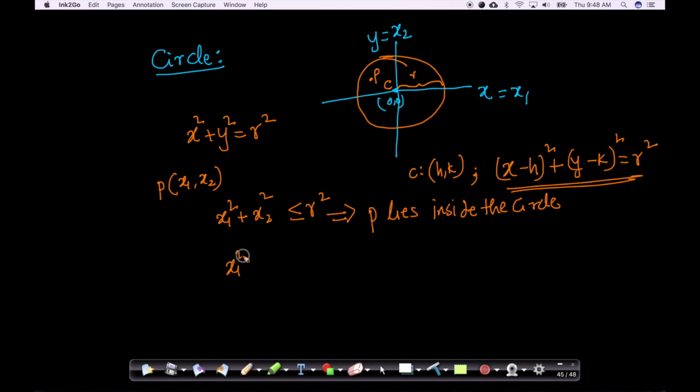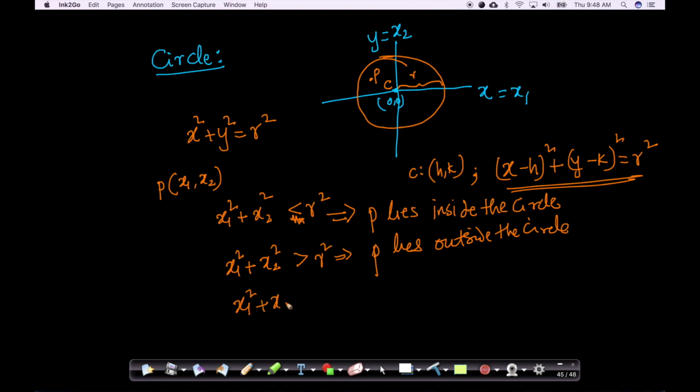If it's strictly less than, then it's inside. If it's equal to, it's on the line. If it's greater than r square, that implies that your P lies outside the circle. And if x1 square plus x2 square is exactly equal to r square, then P lies on the circle.